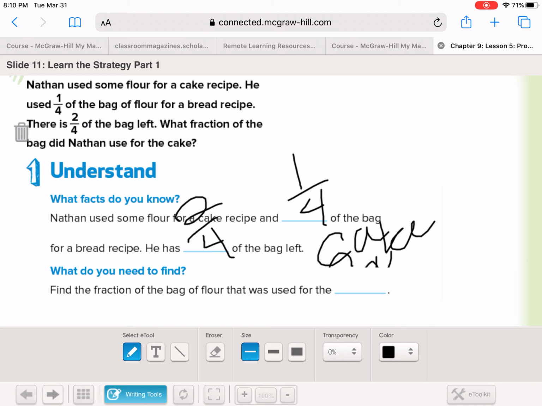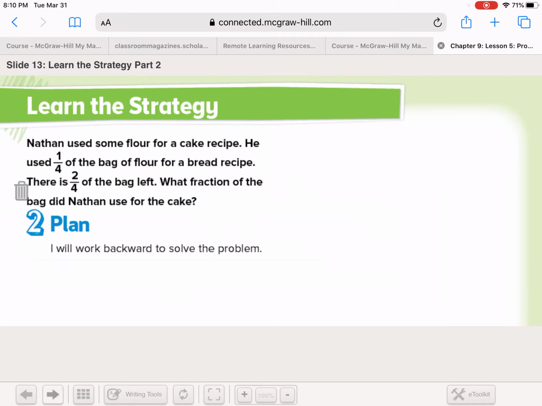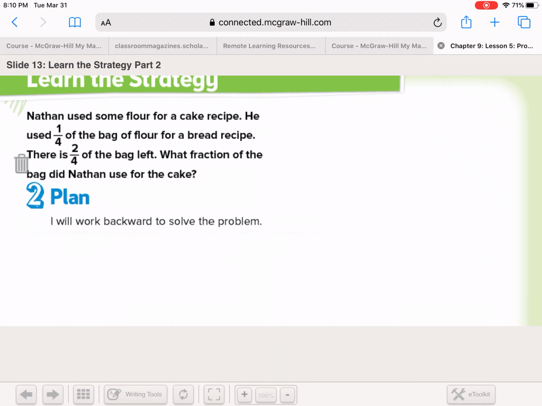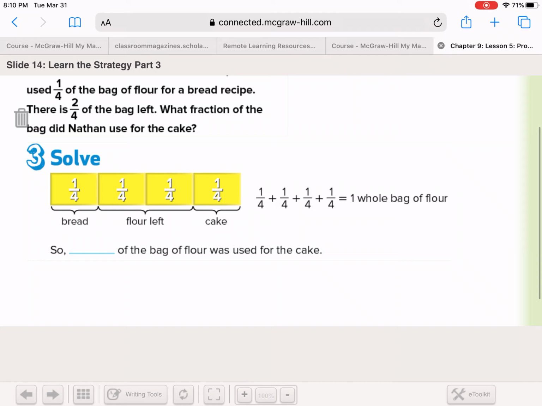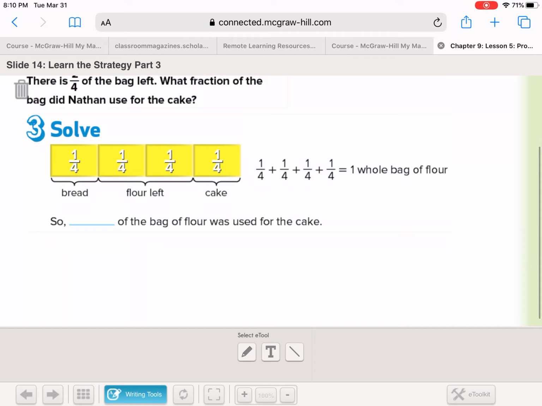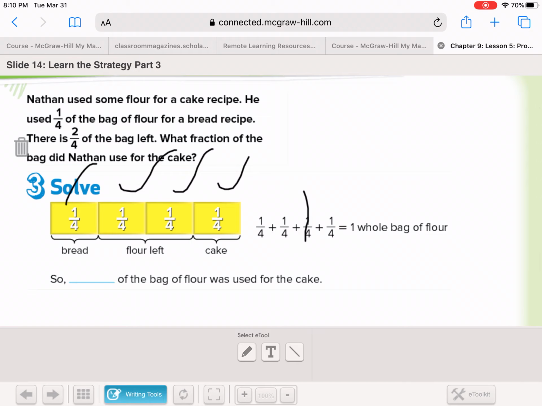Cake. Let's make sure I'm right, because I don't always get these things right. Okay, phew. I'll work backward to solve the problem. Okay, sounds like a plan, guys. All right. So, we know that 4/4 is how much we're putting it into fourths. So we know that it's 1/4 plus 1/4 plus 1/4 plus 1/4, right? So let's bring it down and let's figure out.